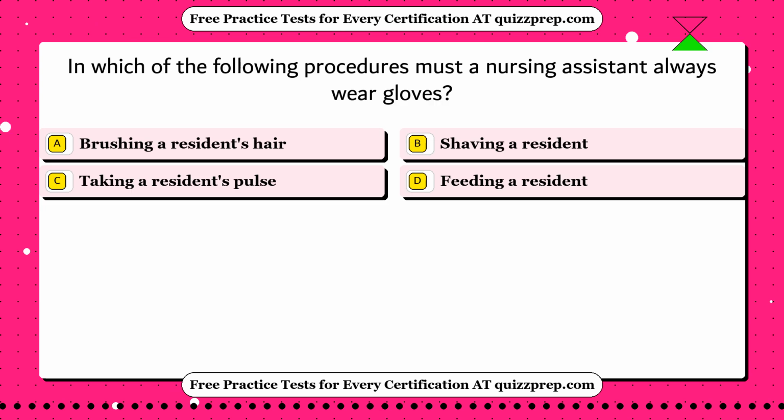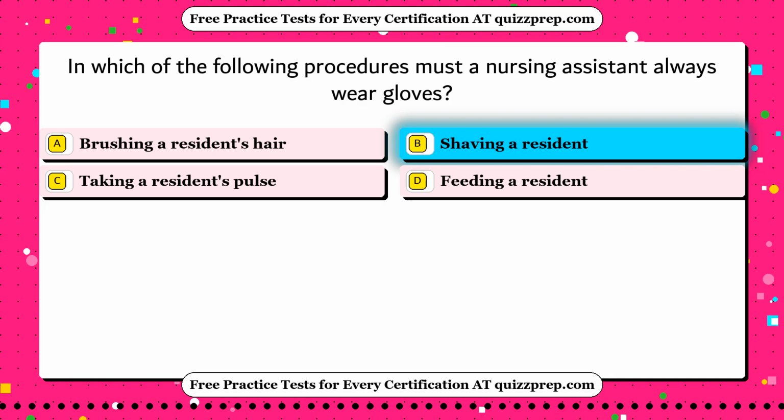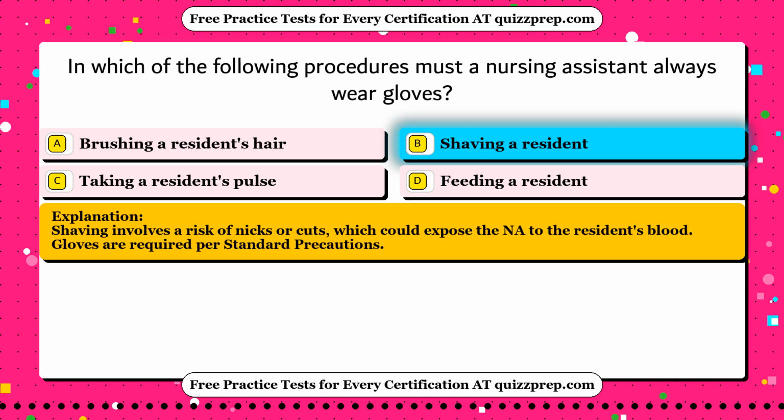Question 54. In which of the following procedures must a nursing assistant always wear gloves? Option A, brushing a resident's hair. Option B, shaving a resident. Option C, taking a resident's pulse. Option D, feeding a resident. The correct answer is option B, shaving a resident. Shaving involves a risk of nicks or cuts, which could expose the nursing assistant to the resident's blood. Gloves are required per standard precautions.